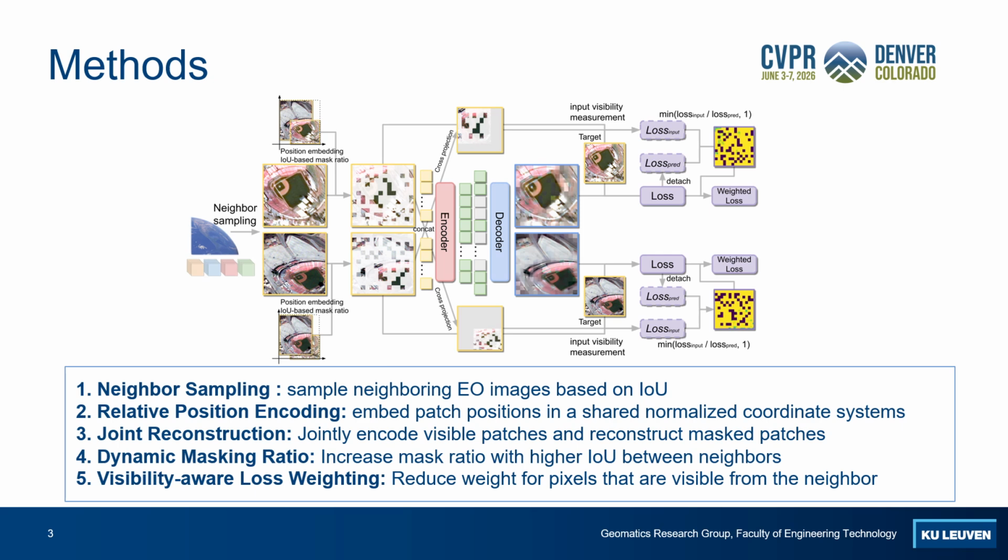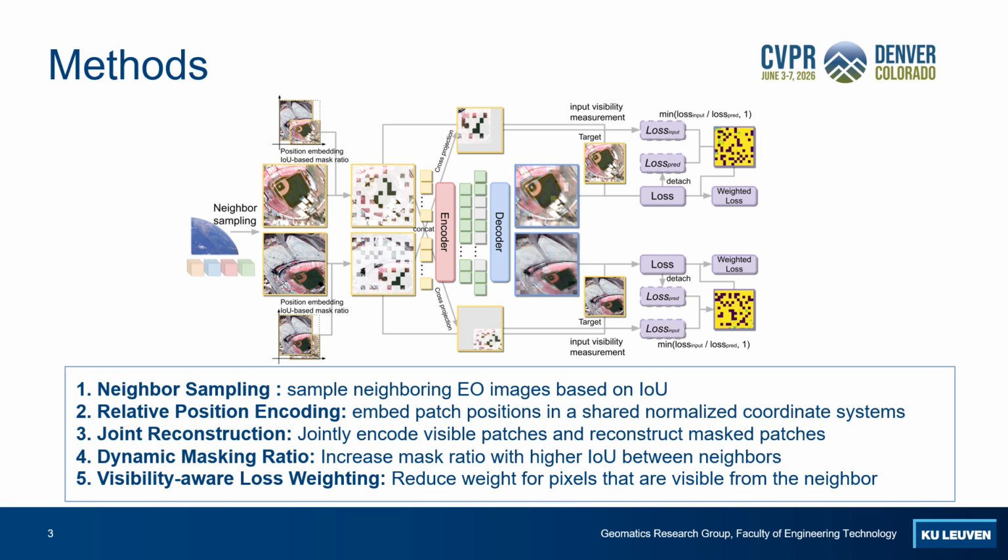First, neighbor sampling. We use geospatial metadata to sample neighboring Earth observation images based on the intersection over union of their spatial footprint. Images with sufficient overlap are treated as neighbors. Second, relative position encoding. We embed the patch position in a shared normalized coordinate system, which allows the transformer to understand the spatial relationship between patches from different images.